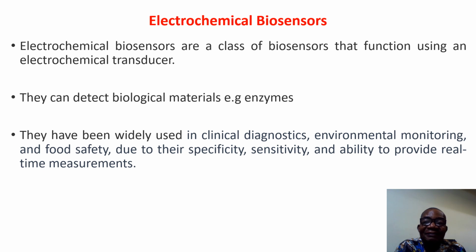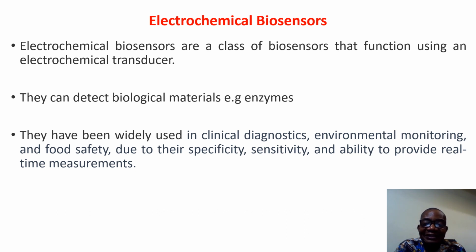Now let's look at electrochemical biosensors. Electrochemical biosensors are a class of biosensors that function using an electrochemical transducer. They can detect biological materials like enzymes. Electrochemical biosensors can detect various components, just like glucose in our blood. The electrochemical transducers can detect that.